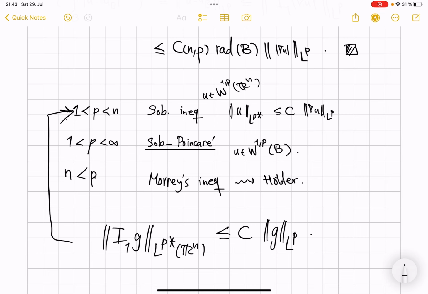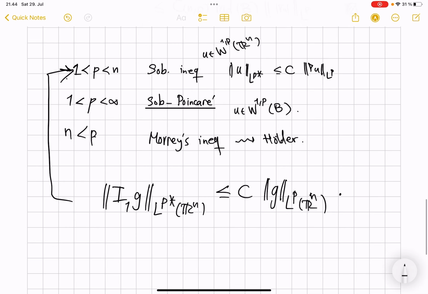So it's not L^p to L^p bounded, the Riesz potential. Actually, it's L^p to L^{p*} bounded. We also had mentioned this before. And when you have this one, a very similar argument gives you a proof of the Sobolev inequality.